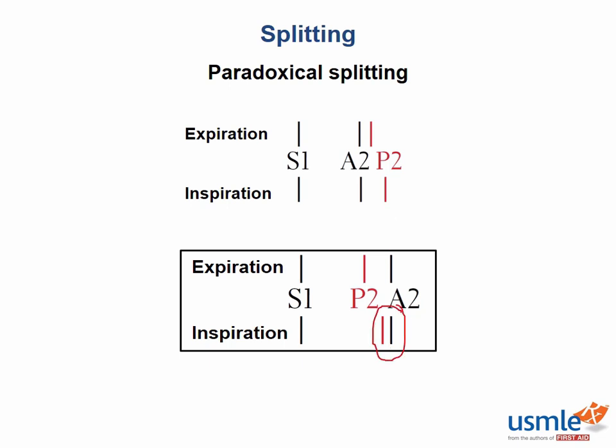The split is smaller because we're increasing the volume in the right ventricle, so the P2 occurs later. During expiration, we see that the splitting is exacerbated. It's wider. So this is a concept to remember, that paradoxically, A2 occurs after P2, but the normal physiologic splitting still occurs in this situation, where pulmonic valve closure is later or delayed during the inspiratory phase because of the increase in right ventricular volume.